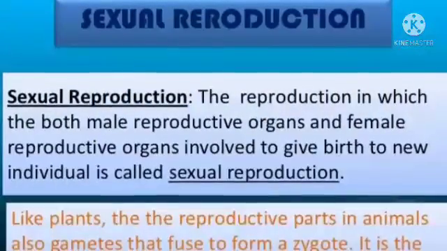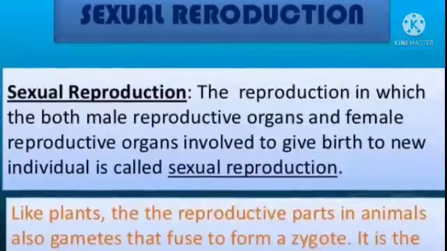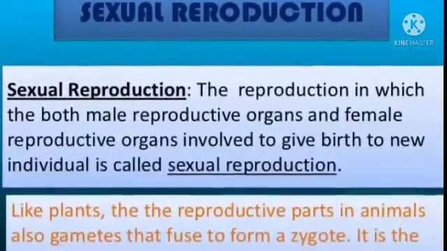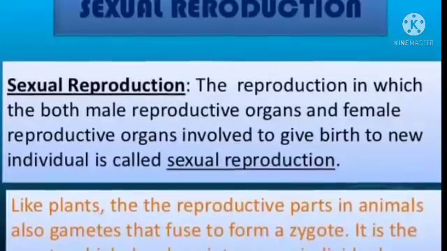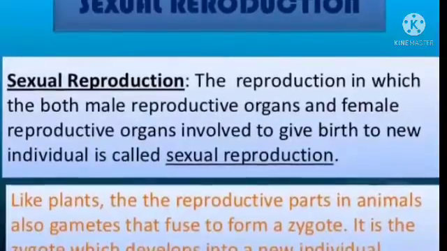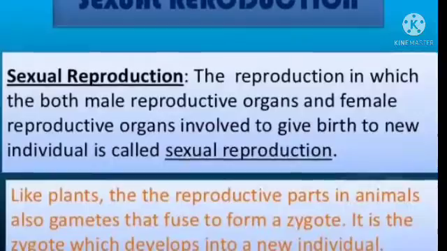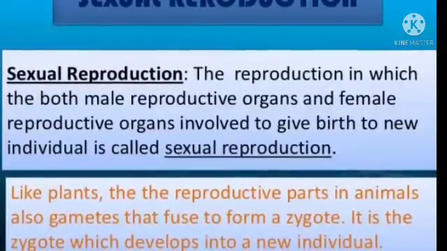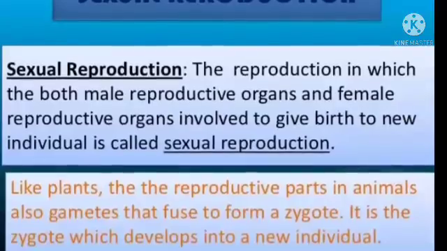Sexual reproduction. The reproduction in which both male reproductive organs and female reproductive organs are involved to give birth to a new individual is called sexual reproduction. Like plants, the reproductive parts in animals also produce gametes that fuse to form a zygote. It is the zygote which develops into a new individual.